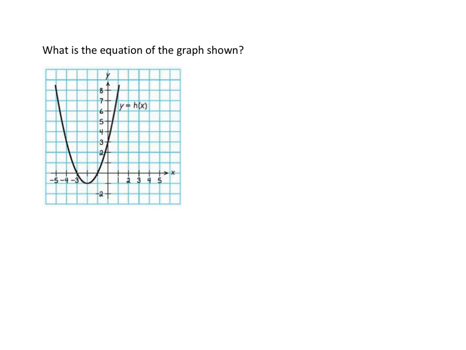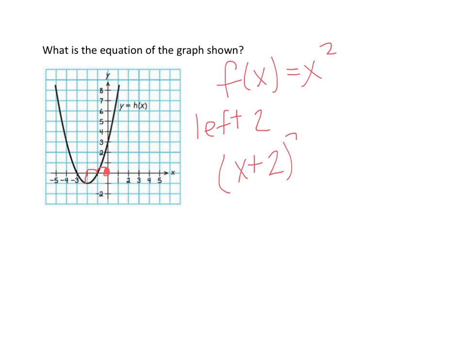What is this equation? First, we have to identify what's its parent graph. It's a parabola, so my parent graph is f of x equals x squared. Now what happened to it? Normally my parabola starts at 0, 0. It's obviously been moved left 2 and down 1. Left 2, that's going to be an inside change, so x plus 2 on the inside. Down 1 is going to be a minus 1 on the outside.